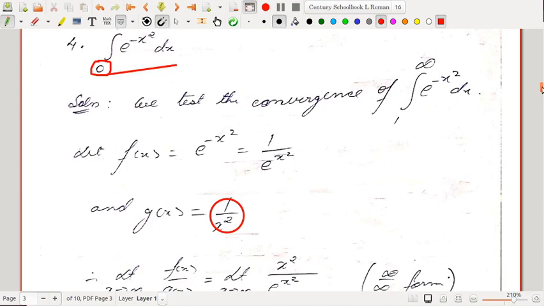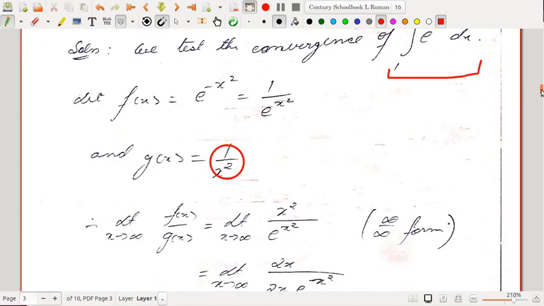From 1 to infinity, we know the result: x to the power n is convergent if n is greater than 1. But for 0 to 1, what was the result? If you remember, this converges when the power is less than 1. So that will create trouble. So in fact, we can test the convergence for the integral from 1 to infinity of e to the power minus x square dx and then come to a conclusion, because the integral from 0 to 1 of e to the power minus x square dx is a proper integral. So that's not a problem.